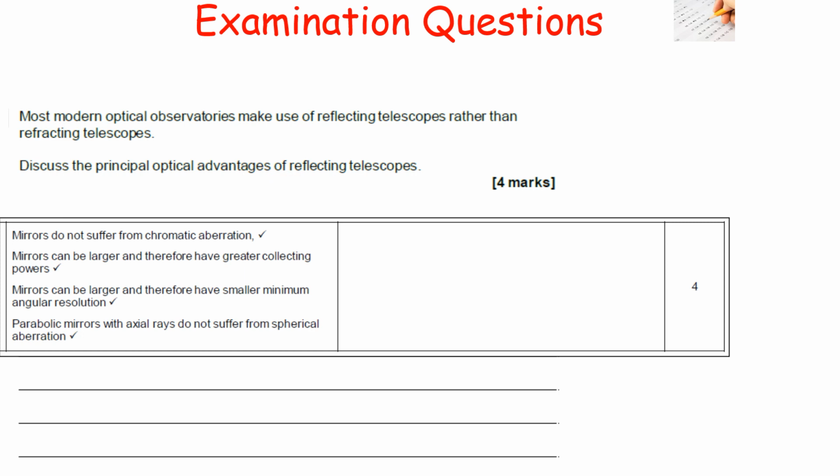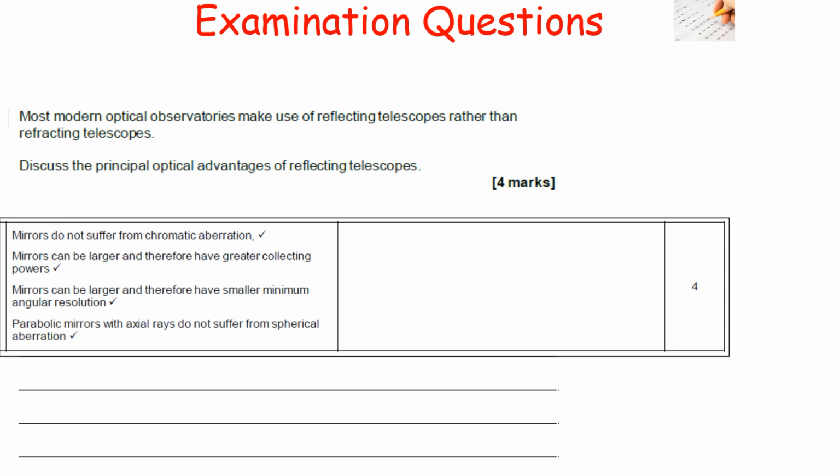The next thing to note is you can easily make reflecting telescopes larger. Now, this has two major advantages. Because you can make reflecting telescopes larger, because it's easier to support them, because you can actually have a support behind the actual telescope, because the radiation doesn't need to go through the telescope. You can place a support behind it.